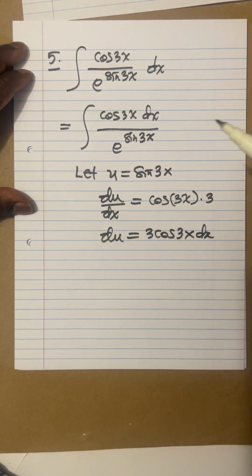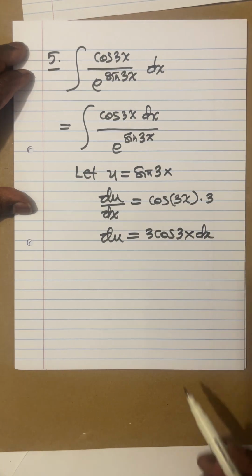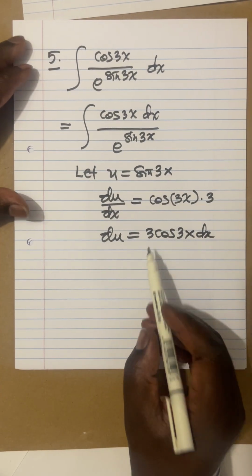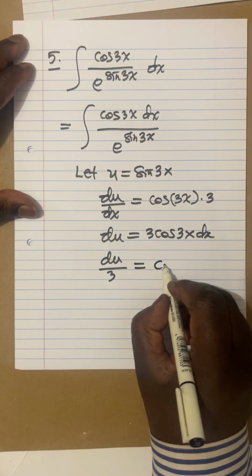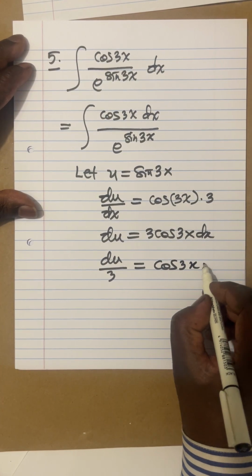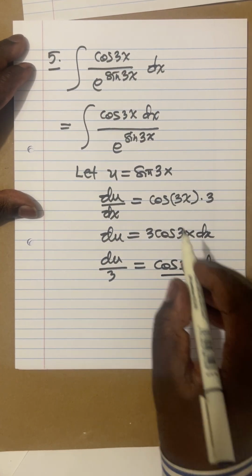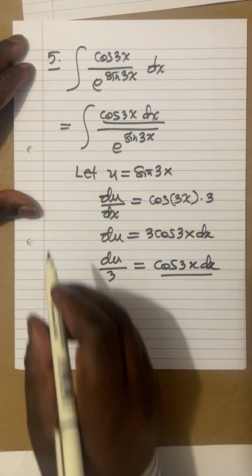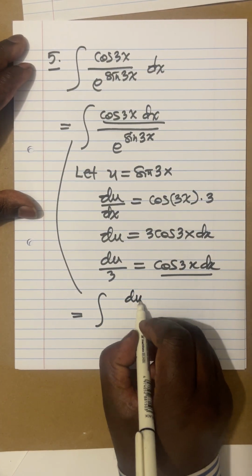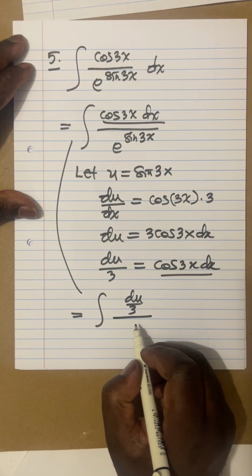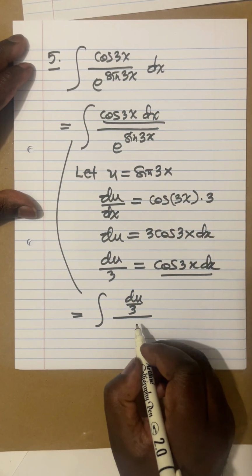And if you look at the top part there, we have cos 3x dx and not 3. So this 3 must go. So we have du over 3 equals cos of 3x dx. Now this is exactly what you have at the top there. So therefore this integral changes to the integral of du over 3 all over, in the denominator we have e to the power u.